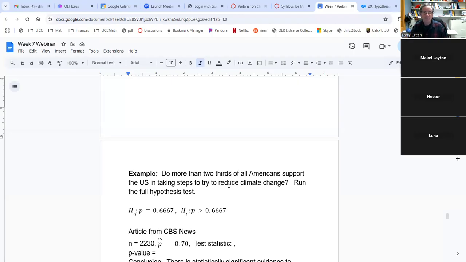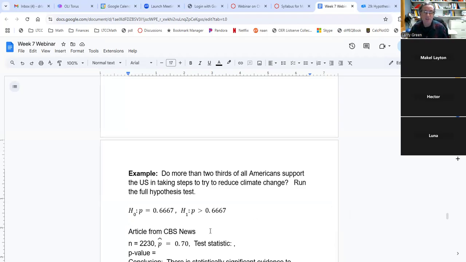Okay. And H naught is P equals 0.6667. You could throw a bunch more sixes, however many you felt like, it doesn't matter. And H1 is that P is greater than that. Okay, because that's what 2/3 is. 2/3 is 2 divided by 3, which is a bunch of sixes and then it rounds to 7 for the next one. Okay, any questions so far?